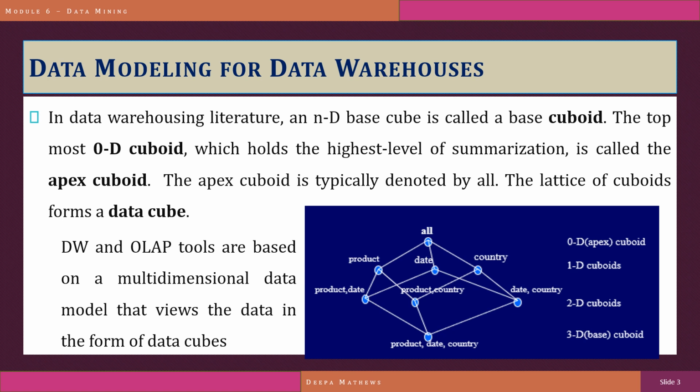A cuboid which consists of more than three dimensions can be called a hypercube. If the cuboid consists of more than three dimensions, it is called a hypercube.